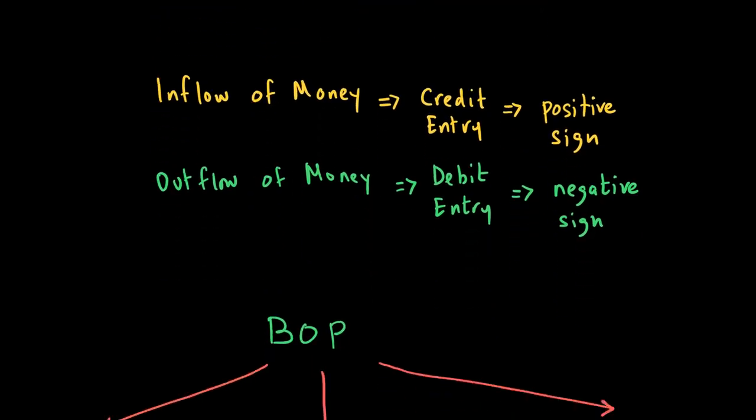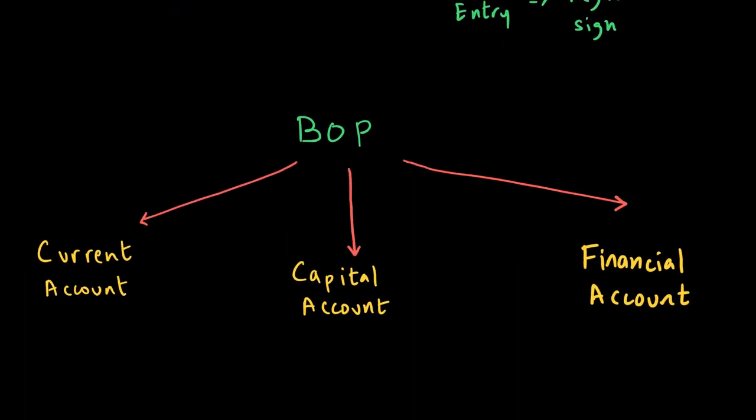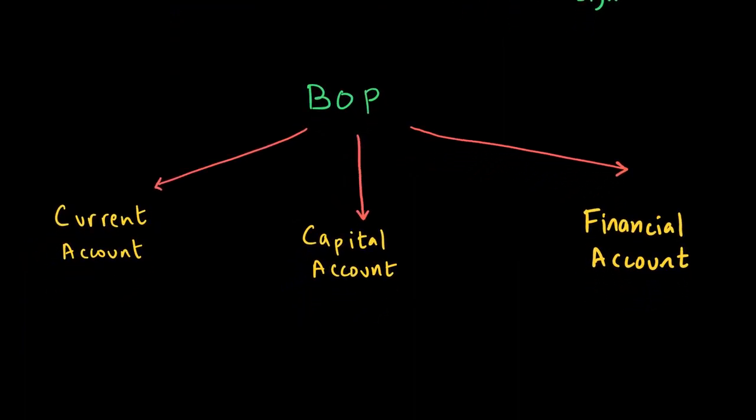Now, when we look at balance of payment, there are three main sections of balance of payment. One is what we call the current account, and we'll talk about it in a little while. The second one is capital account, and the third one is financial account.